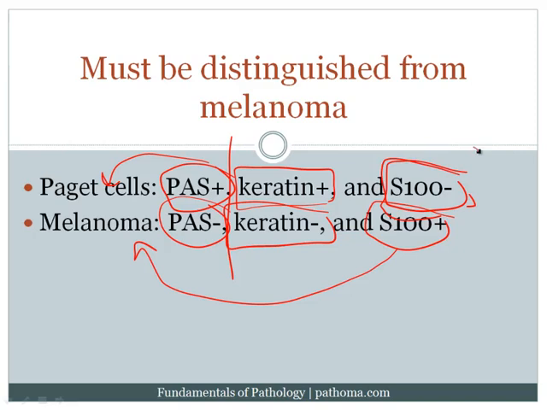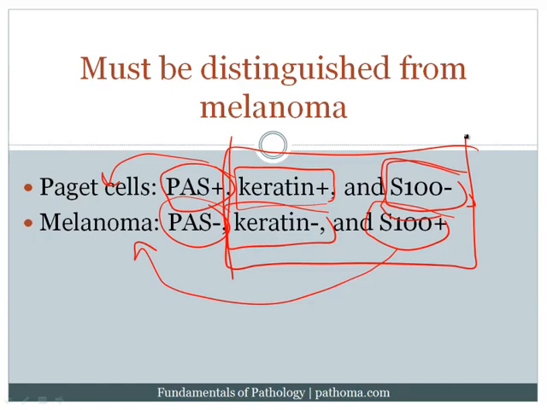But to be honest with you, this is really the way examiners like to go after this, and this is really the way that we also clinically make this distinction. We do a keratin and an S100. Keratin positive, Paget's disease, it's carcinoma. S100 positive, melanoma, highly suggestive of melanoma. So this is a very important point.